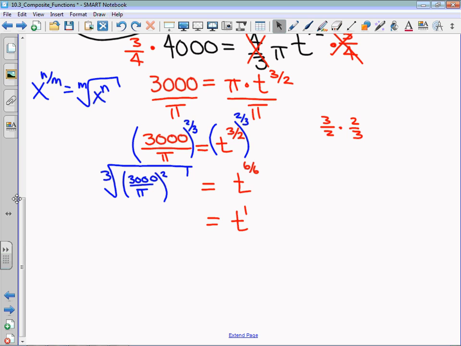All right, I'm going to plug that into my calculator. So 3,000 divided by pi, I'm going to square that, and take the cube root of that. And what I get is that it is going to take us 96.9722, or 97 minutes, to fill that balloon up.